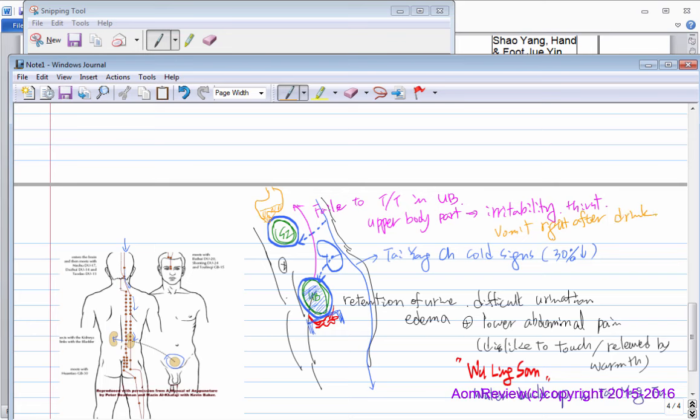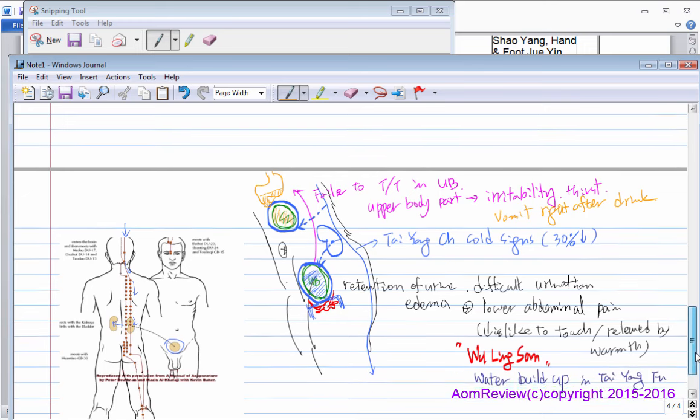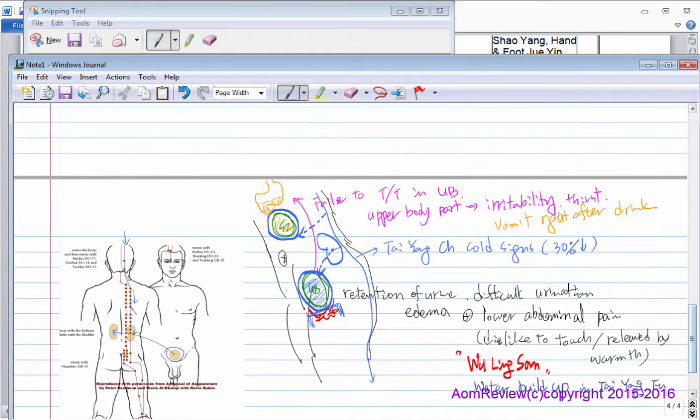Right? So this is the only one seen in the Wu Ling San condition, which means water retention in the stomach or intestine, especially the stomach, the small intestine region. So there's something retained in this area. This also may refuse the transporting of the stomach, and then there's a vomit right after the drink. This can be seen.